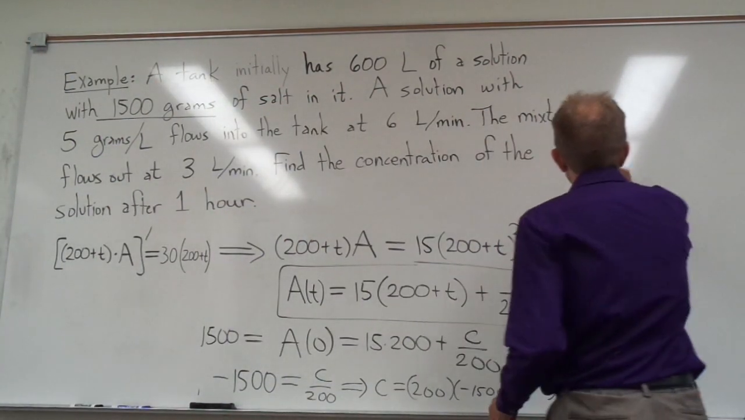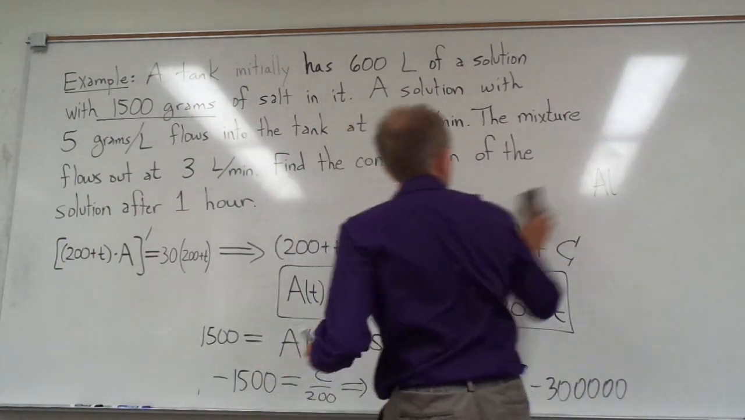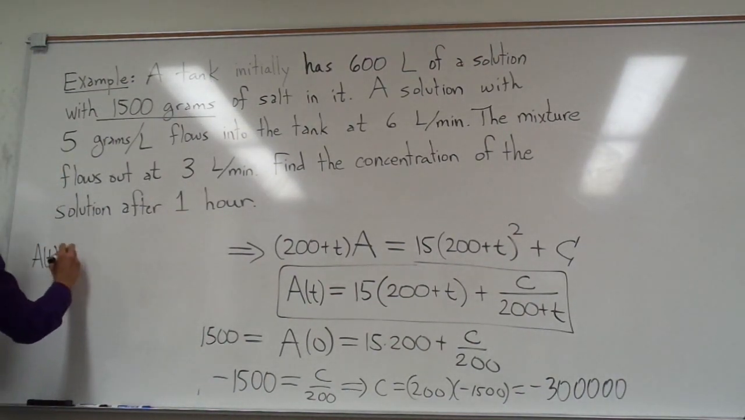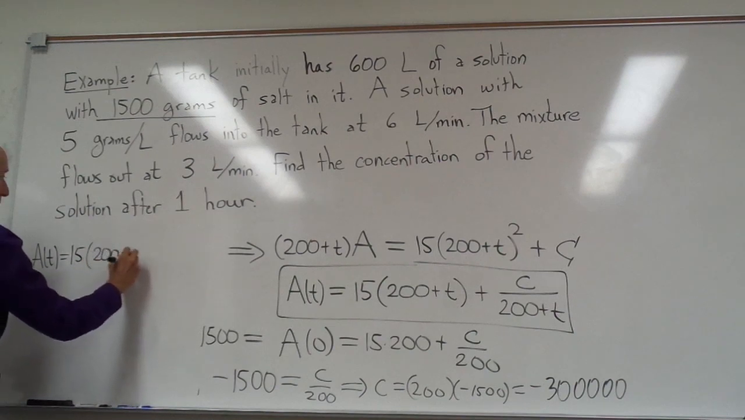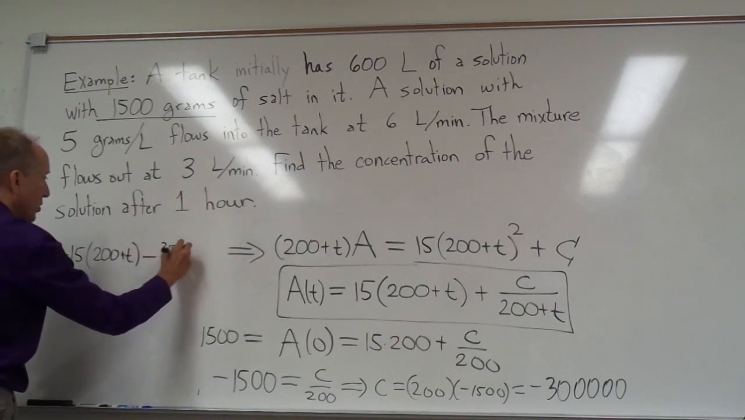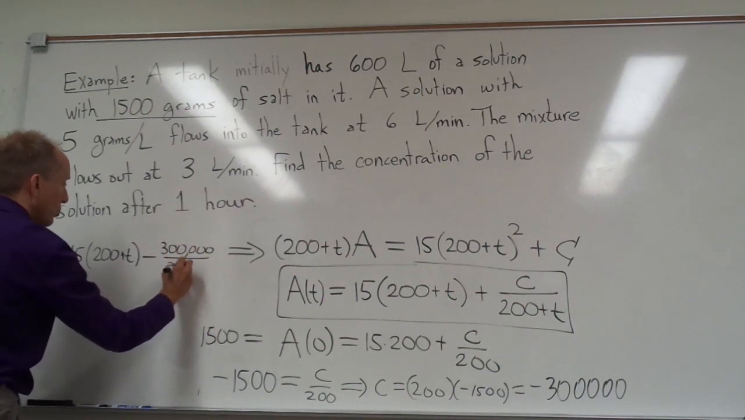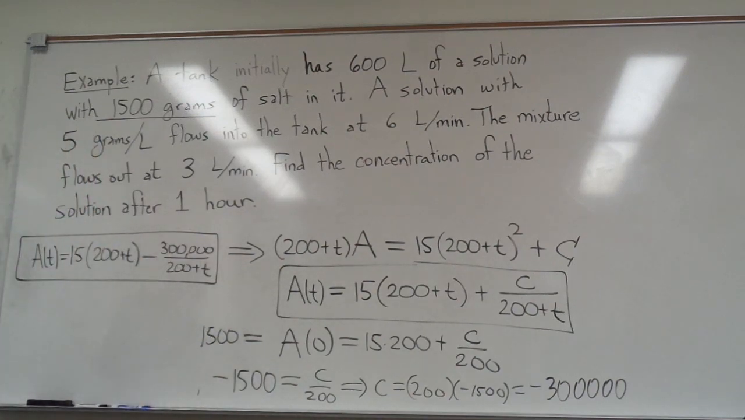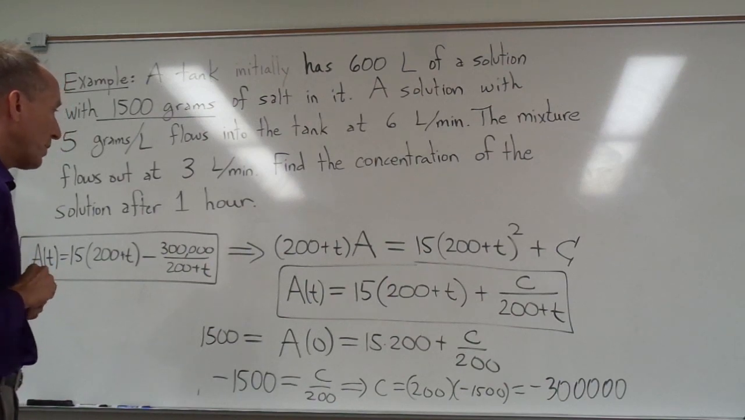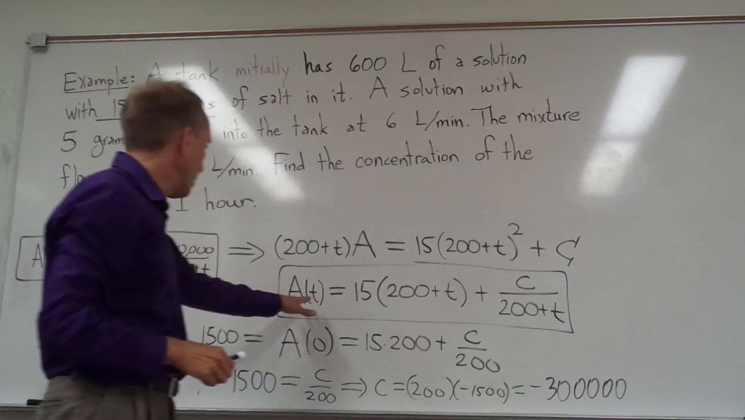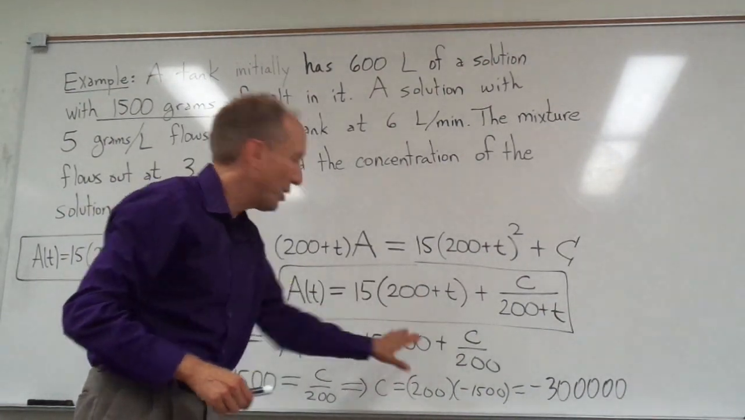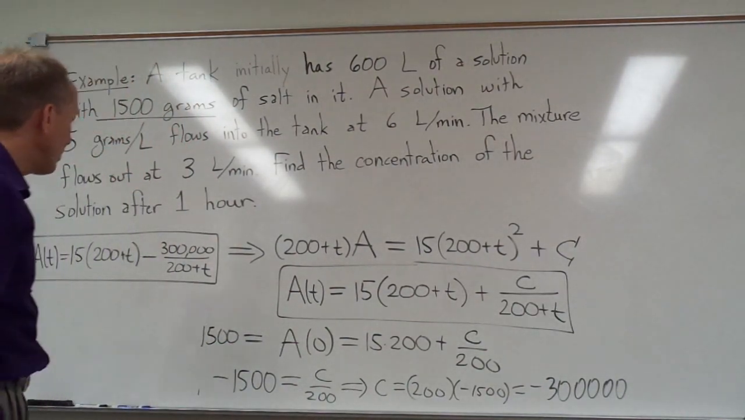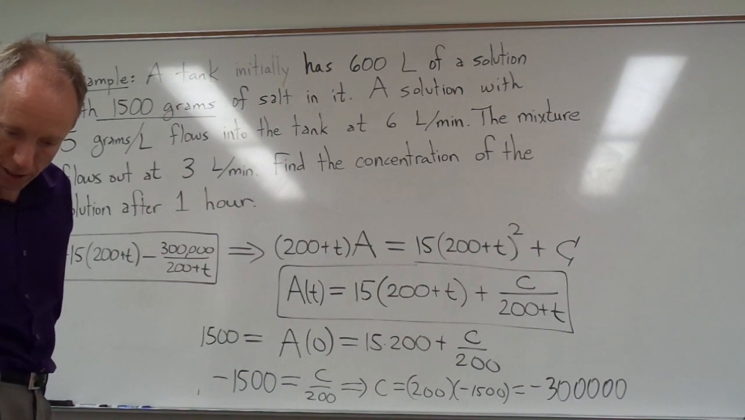So we get A of t. Actually, I need just a little bit more room. Come back over here again. We get A of t equals 15 times (200 plus t), I'm just recopying what I have over there, and then minus 300,000 over 200 plus t. Okay. So this is what we would have so far. All right. So let's make sure that makes sense. We put in 0 here for t. We got 15 times 200 plus c divided by 200, and we set that equal to the initial amount of 1,500 grams. Okay, this is what we have so far.